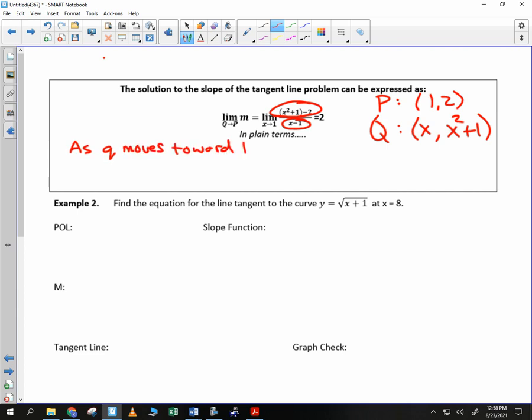As Q moves toward P, the slope approaches 2. As Q moves towards P, the slope approaches 2. And so we say the limit of that is 2.